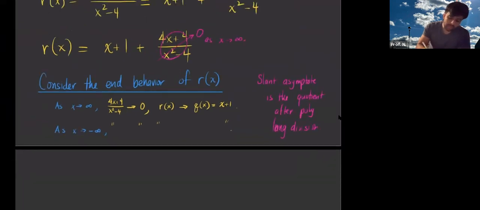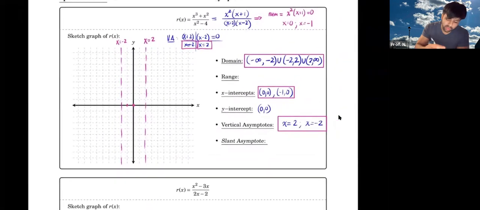So then what is my function approaching? It's approaching the graph x plus 1. So x plus 1 looks something like this. This is the slant asymptote. Slant asymptote is the graph y equals x plus 1. That's all it is.